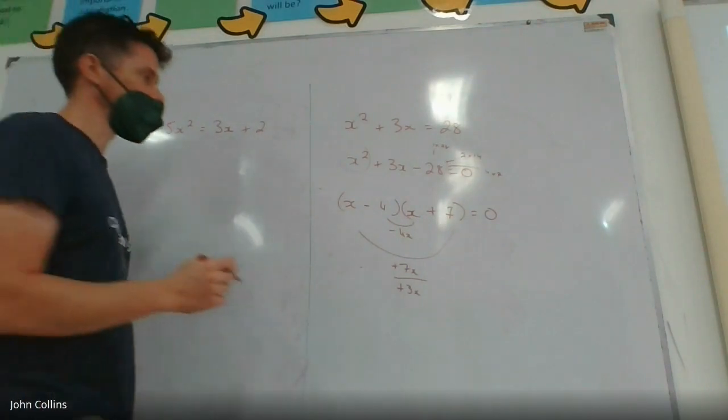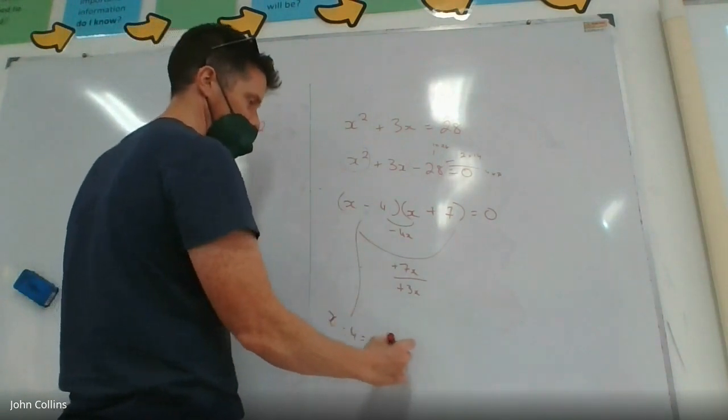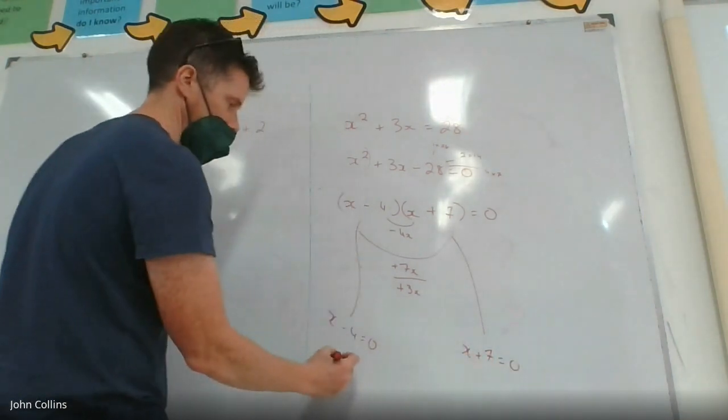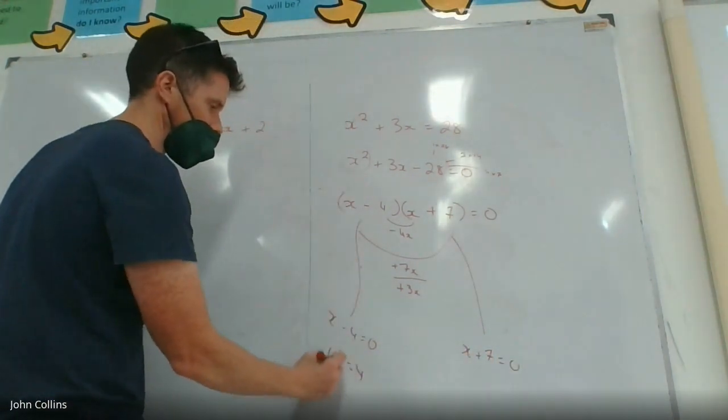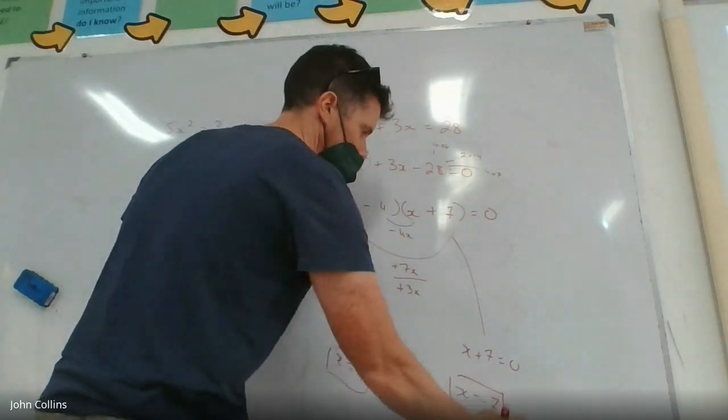If you're asked to factorize, that is as much as you need to do, but we will always be asked to solve now. I let each bracket separately equal 0. x is now 4 here. One answer. x is -7. Answer number 2.